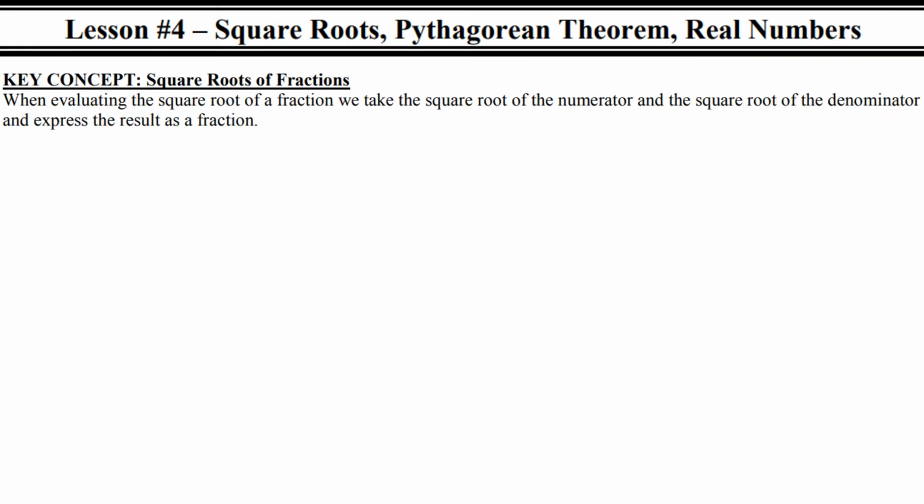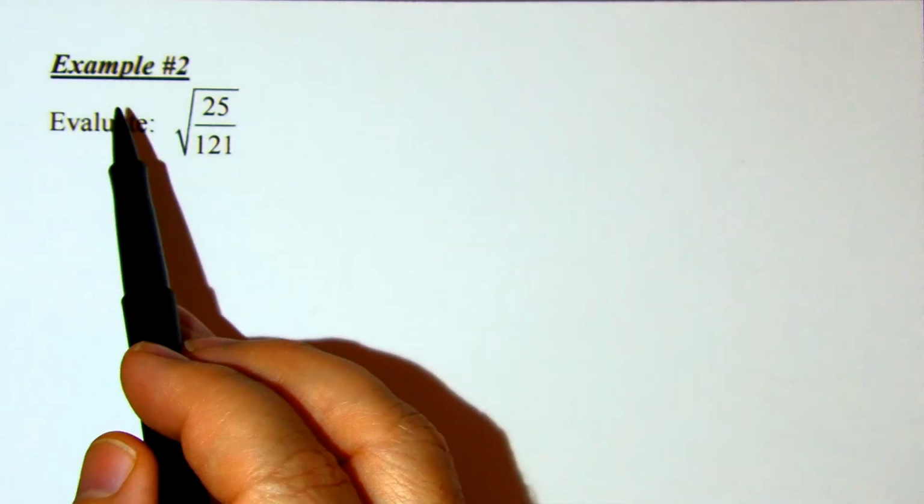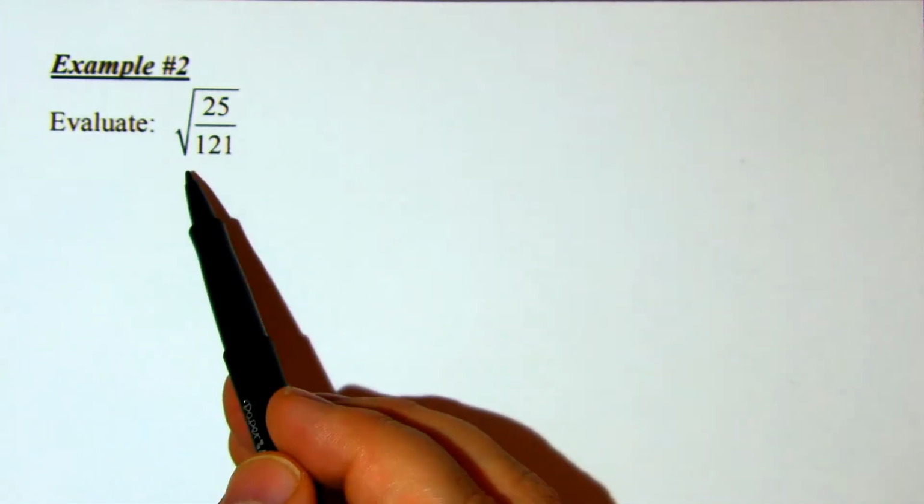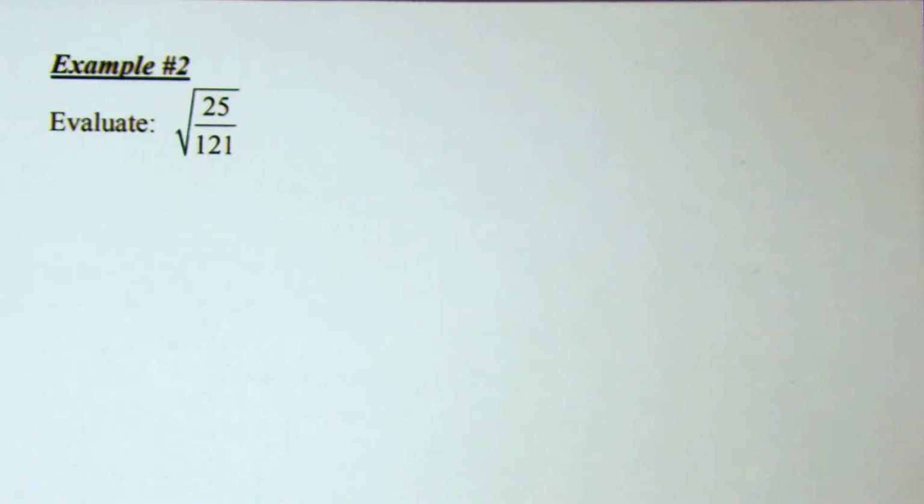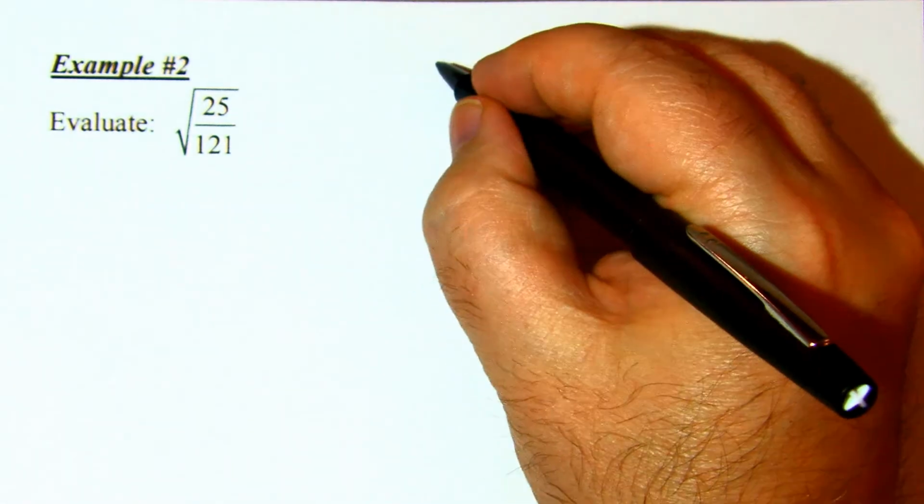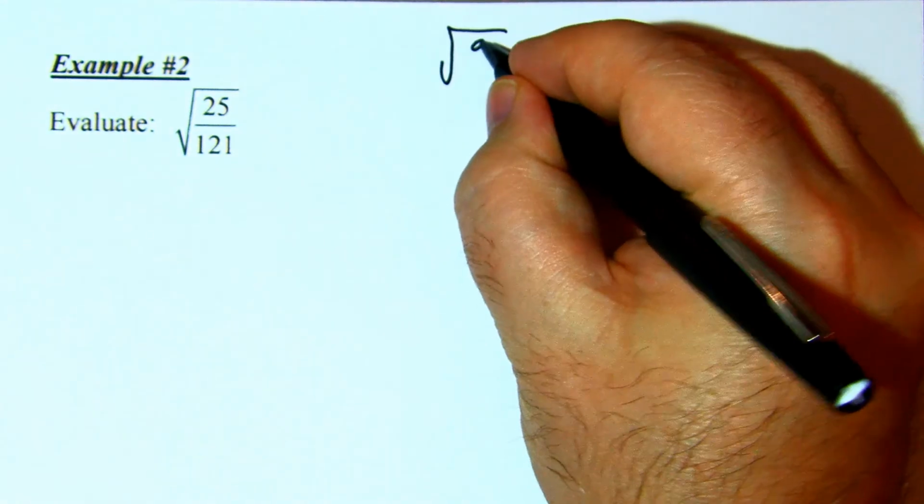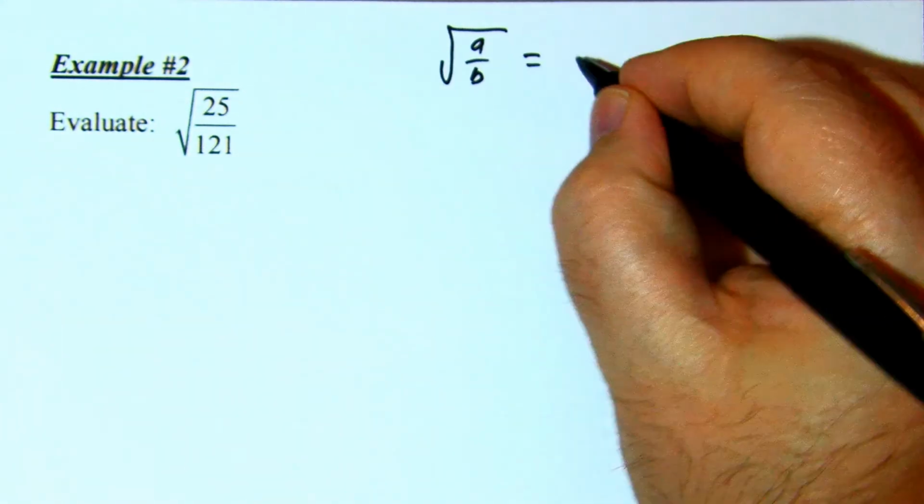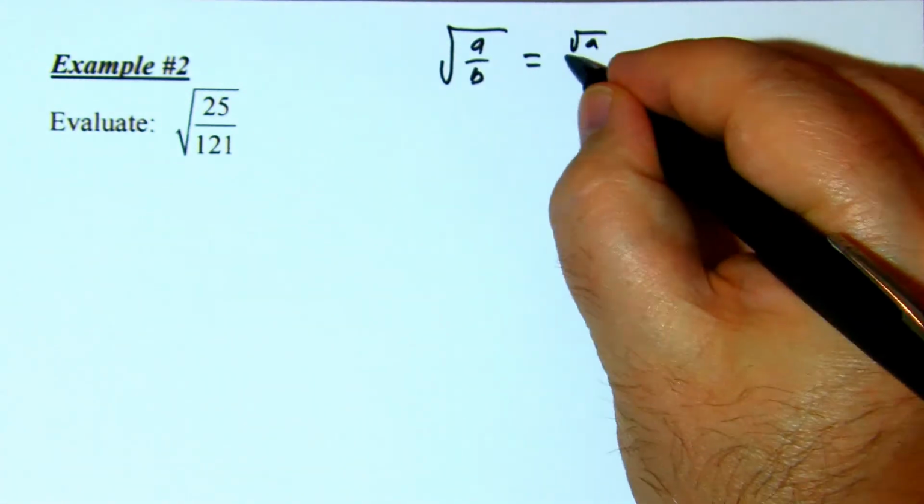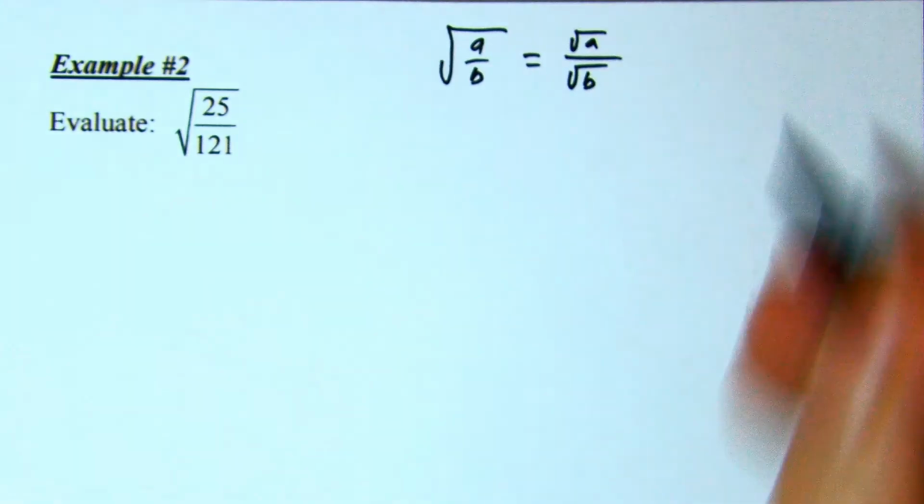Next, we look at the square roots of fractions. When evaluating the square root of a fraction, we take the square root of the numerator and the square root of the denominator and express the result as a fraction. Here's an example. Example number 2. Evaluate the square root of this fraction. To do this, we want to remember our rule that says the square root of a fraction equals the square root of the top over the square root of the bottom.